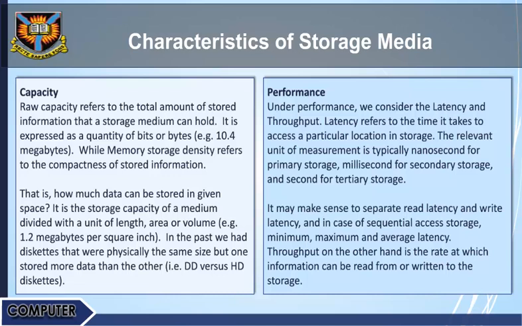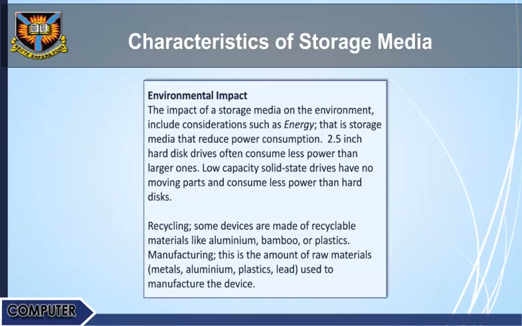Performance. Under performance, we consider the latency and throughput. Latency refers to the time it takes to access a particular location in storage. The relevant unit of measurement is typically nanosecond for primary storage, millisecond for secondary storage, and second for tertiary storage. It may make sense to separate read latency and write latency, and in case of sequential access storage, minimum, maximum, and average latency. Throughput, on the other hand, is the rate at which information can be read from or written to the storage.